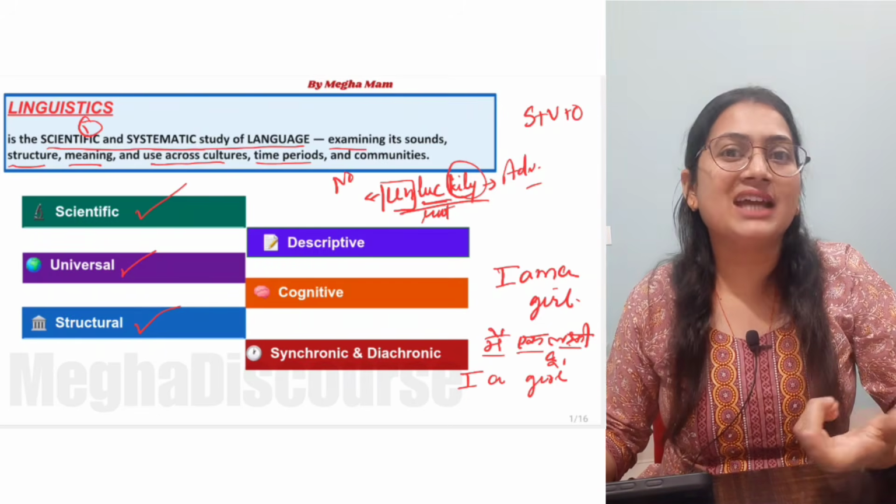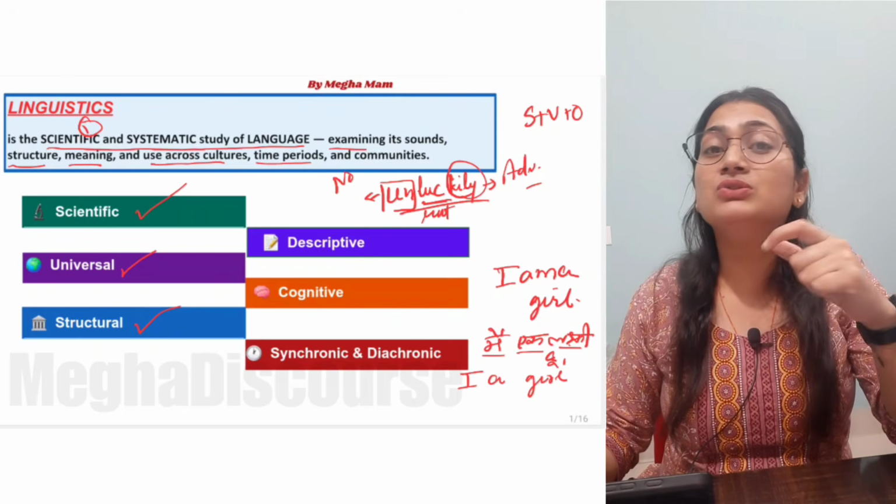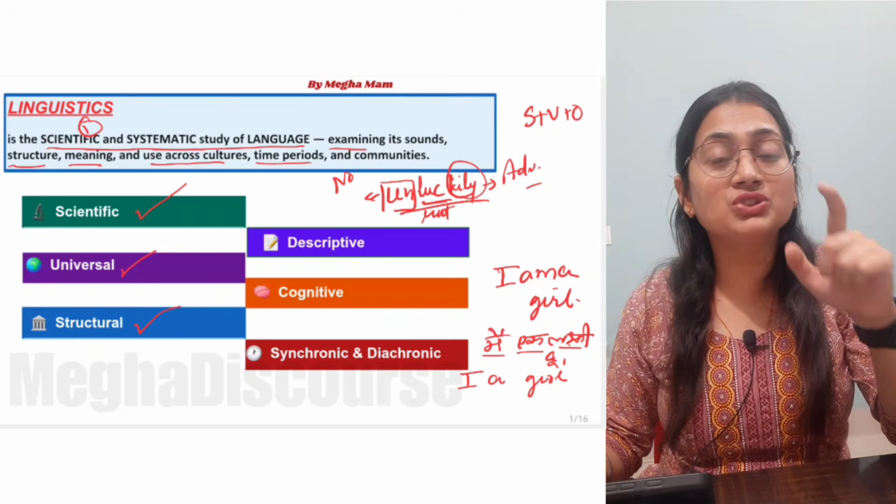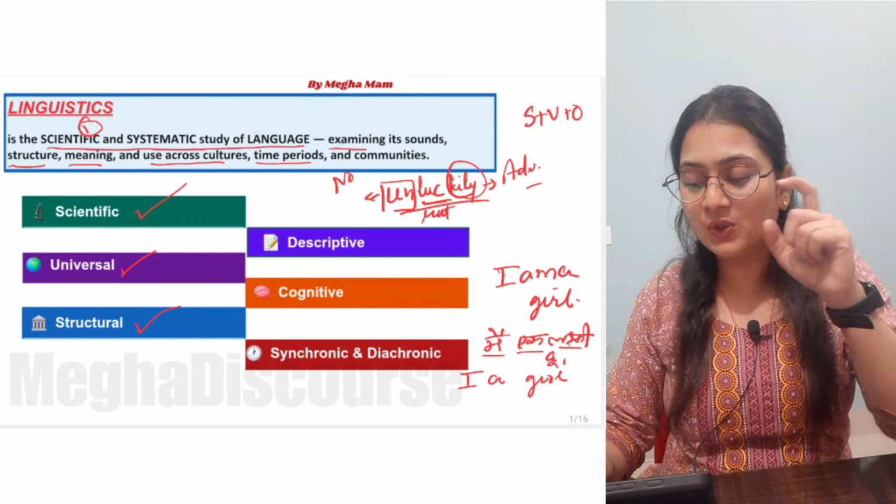I, a girl. Where is "am" now? It is understood that we have to use "am" here. That is the verb which we use only with I. Okay, so this is called structure.